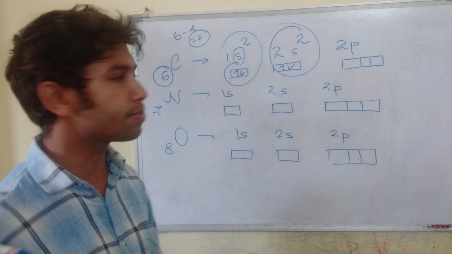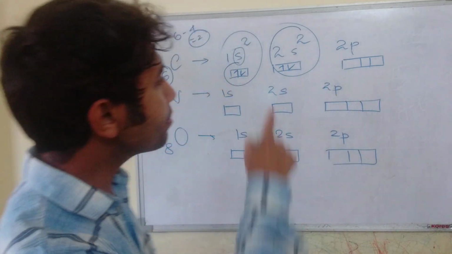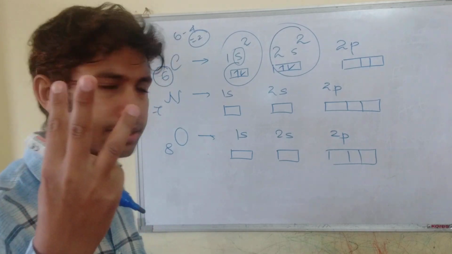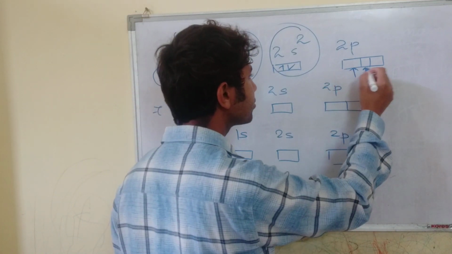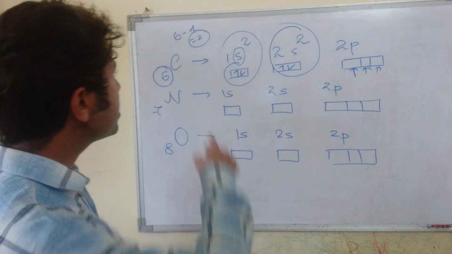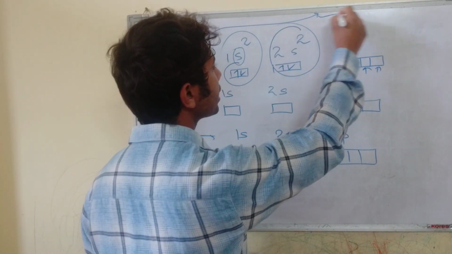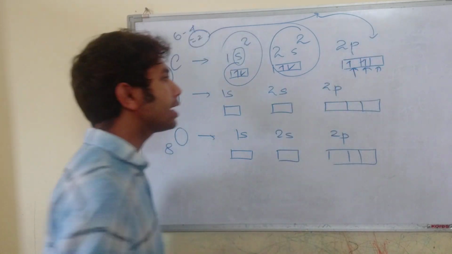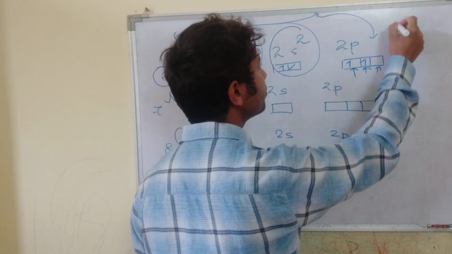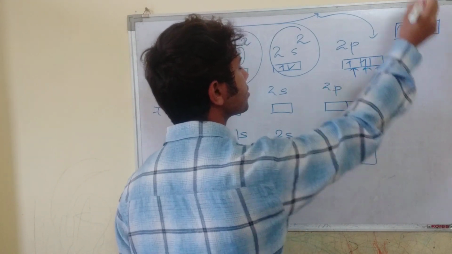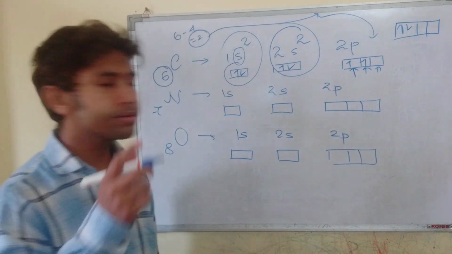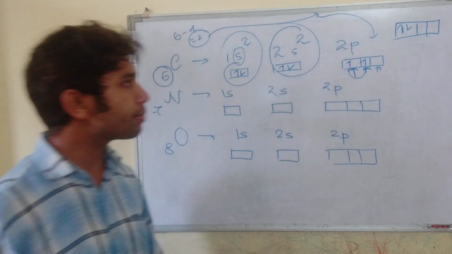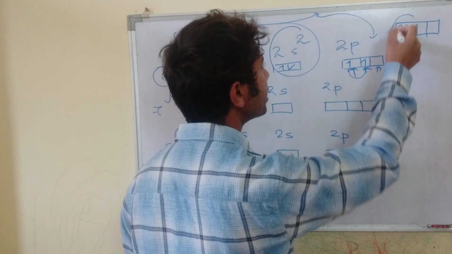These 2 electrons we have to put in the 2p subshell. In the 2p subshell we have 3 orbitals, 1, 2, 3. So we may give these 2 electrons like this, or we may give them like this. Here you see both have parallel spin and are present in different orbitals, whereas here they are in the same orbital.